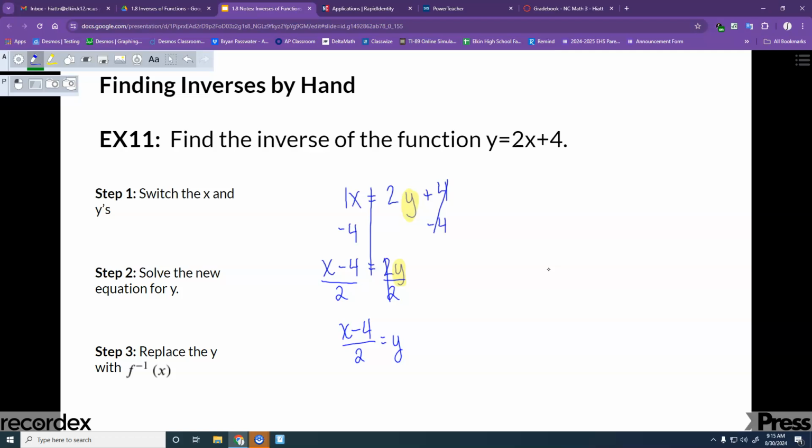Okay? And then the last thing that we usually do is we will replace the y with this notation right here. It's an f with a little -1 exponent, f inverse of x. That does not mean you're actually raising anything to the -1 exponent. It's just our notation that means the inverse of x, right? So we will normally write our answer like this: f inverse of x equals x minus 4 over 2. We typically put the f inverse on that left side, so I just wrote it. Yes, it's a -1.